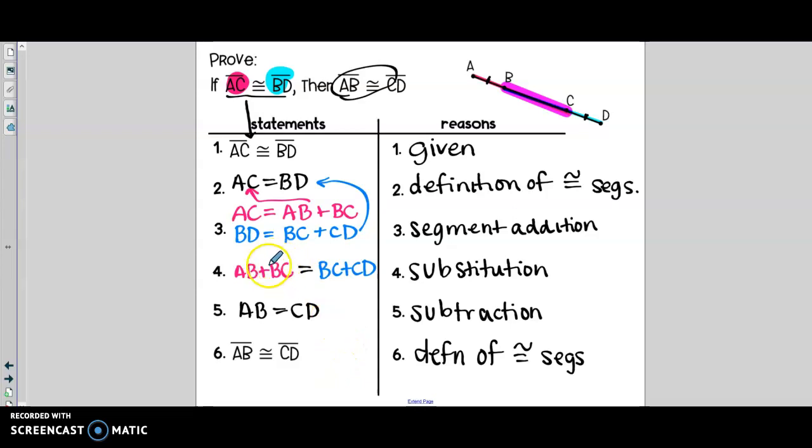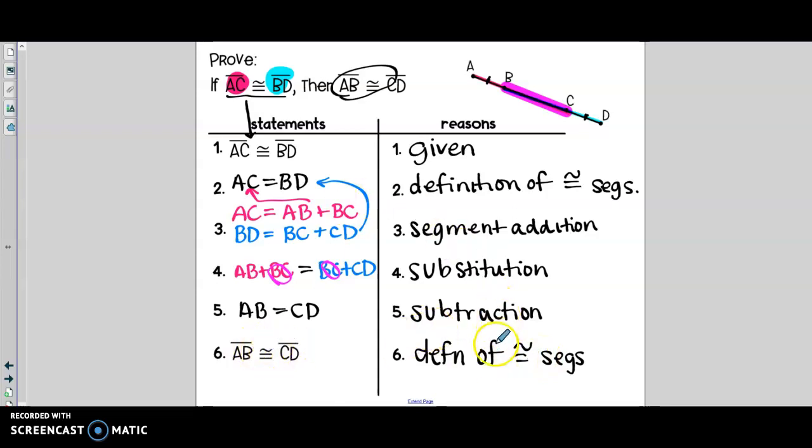Now in this algebraic equation, we see BC on both sides of the equal sign. If I subtract BC from both sides of the equation, I'm left with AB, this small segment here, is equal to CD, the small segment there. And so I'm really close now to what I was asked to prove.